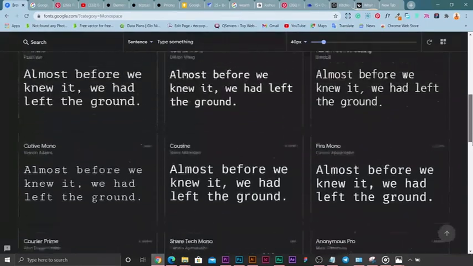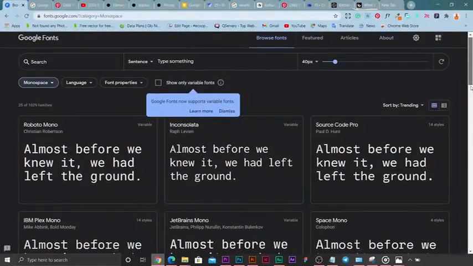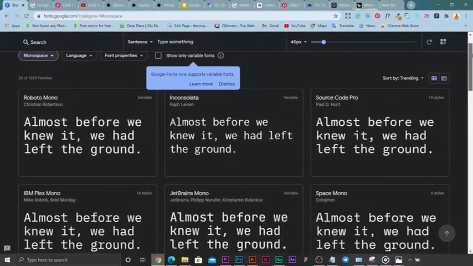So the monospace, as the name implies, is the kind of font that has a equal number of spaces between the letters, unlike other fonts where the spaces between them are mostly irregular.